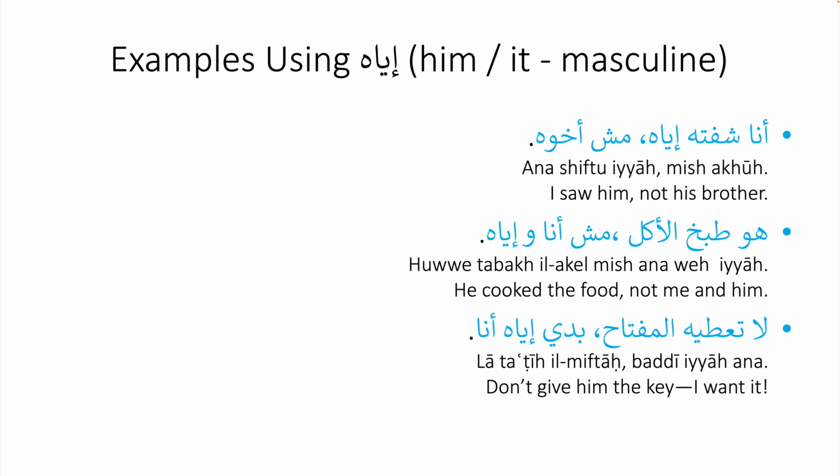But what we're noticing here is that a lot of it is used after verbs. However, not all of them, like here in the second example. So أنا وياه, me and him, for example. But the general would be followed by a verb.